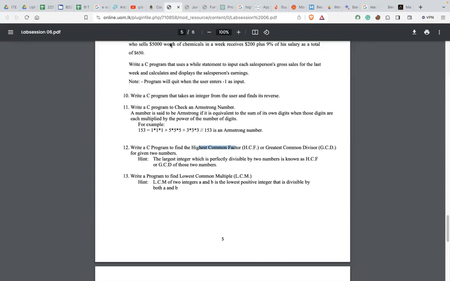Okay, that you need to calculate that highest common factor. Okay, let's take an example of two inputs, highest common factor. Let's say 10 and 15. Okay, now by looking at these two numbers, tell me what is the highest common factor. Okay, 10 and 15. What is the highest common factor?